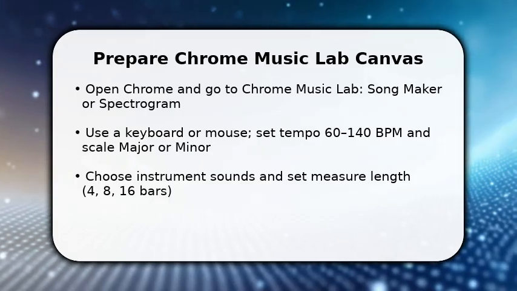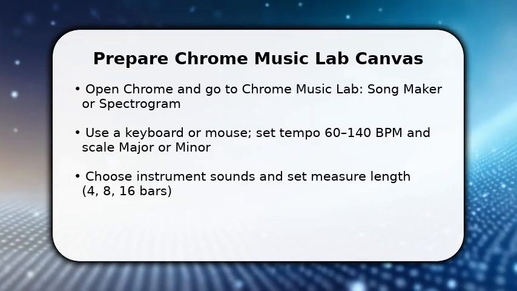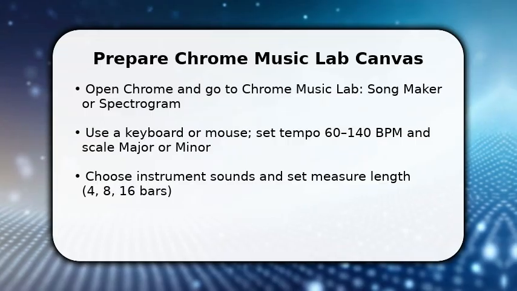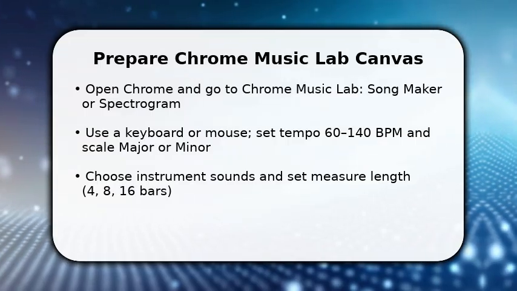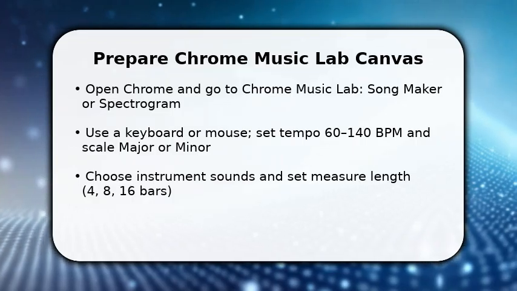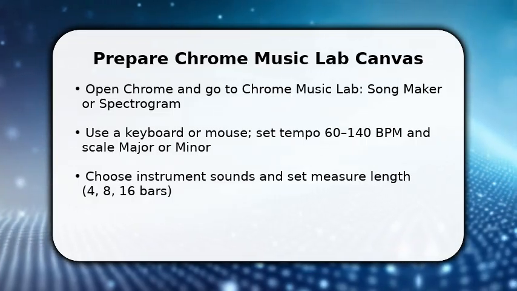You start by loading Chrome Music Lab and picking Songmaker as your canvas. Click Measure Length and Tempo first so the structure is fixed. This makes later edits predictable. Next, select your instruments and scale so harmonic choices are limited. That reduces trial and error.